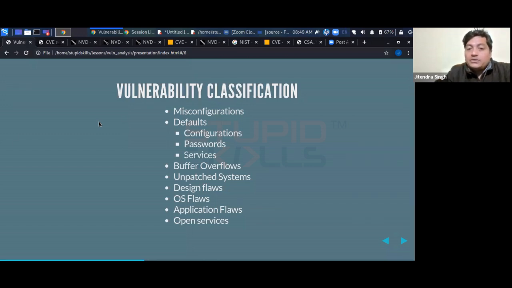Also, they are classified based on the attack that can happen on them, such as buffer overflows or unpatched systems. Maybe a software had some design flaw. Also there might be some kind of operating system flaw because of which something became a vulnerability. Applications themselves have some kind of flaws, and there are open services. Broadly, there might be more categories in which you can put vulnerabilities, but generally you would find the ones that I've listed on the slide.